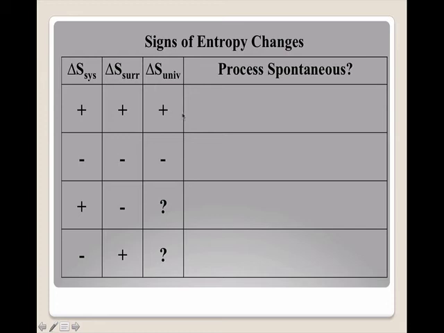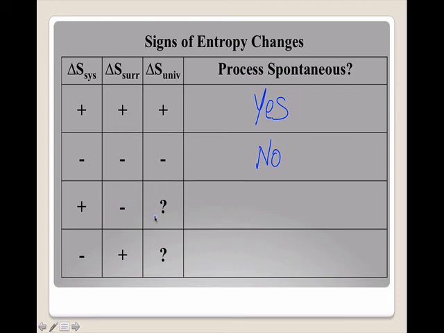And then one of the last things we're going to talk about here is this little table that compares the sign of the system to the surroundings to the universe. And what we know is that if delta S of the universe is positive and delta S of the surroundings is positive, then the system is also positive. If all those things are positive, we're going to see a spontaneous process. So this is a yes. If everything is negative, we are not going to have a spontaneous process. It's not going to happen.